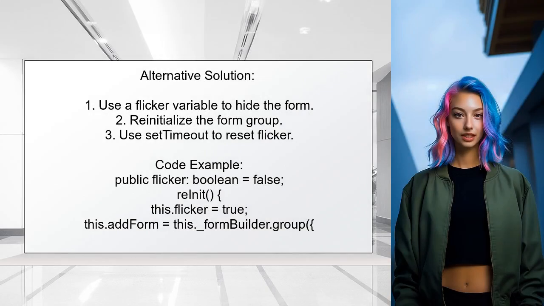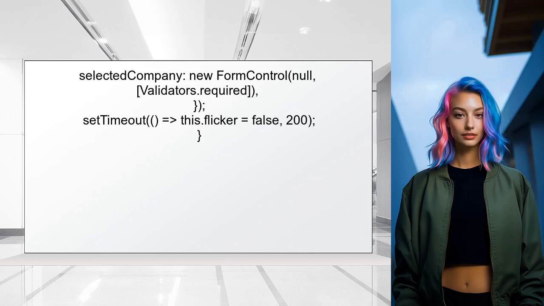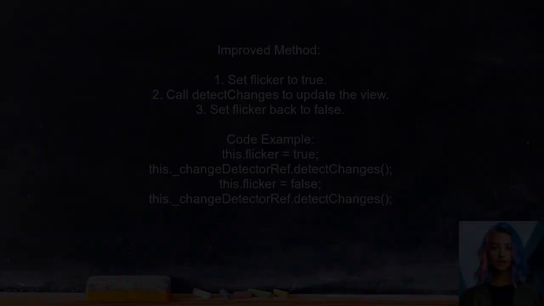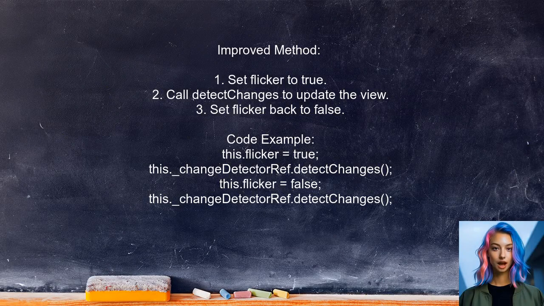An alternative solution involves a workaround using a flicker effect to reset the form controls. The user sets a Boolean variable called flicker to true, which temporarily hides the form. They then reinitialize the form group and use a timeout to set flicker back to false after a short delay. This forces the form controls to destroy and reinitialize themselves. The user notes that this is a temporary hack, but it works for their use case where forms need to be reopened and edited. They also mention a more efficient method using change detection to achieve the flicker effect without a timeout.